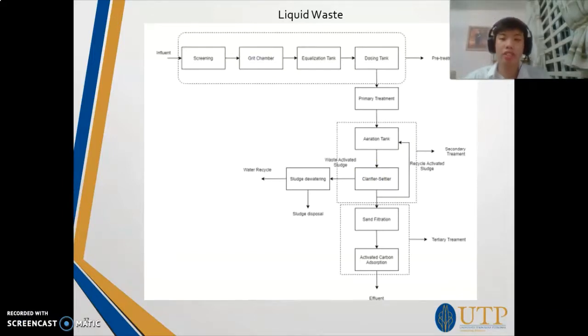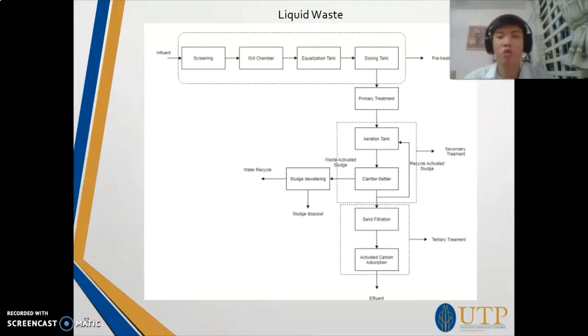So from here we can see that a part of the activated sludge is recycled back to the aeration tank in order to maintain the food to microorganism ratio, to maintain the efficiency of the aeration tank. The rest of the activated sludge is sent to the sludge dewatering and disposal, which is known as waste activated sludge.